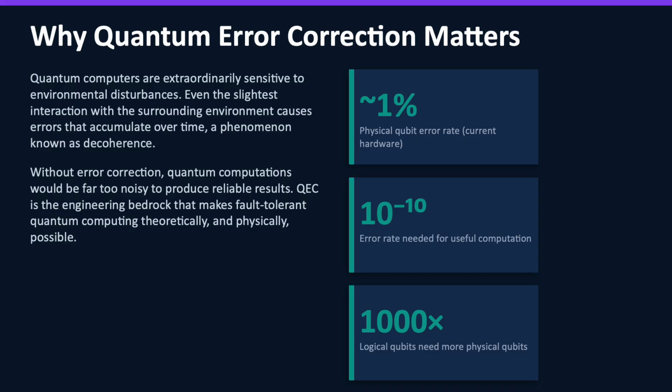Quantum error correction is the field that bridges this gap. It does not try to make individual qubits perfect. That may never be physically possible. Instead, it accepts that individual qubits will make mistakes and builds a system where those mistakes can be detected and undone before they poison the final answer. It is, in essence, the field that turns a fragile curiosity into a reliable tool.